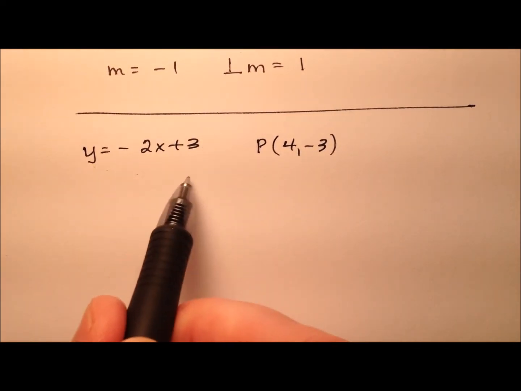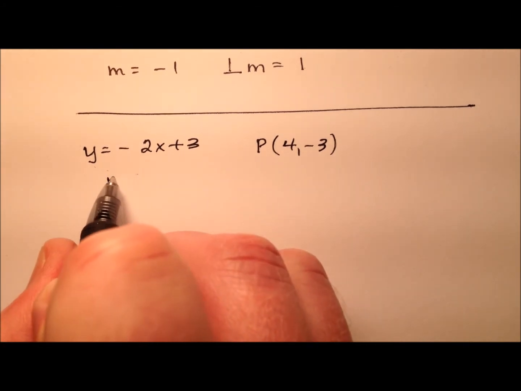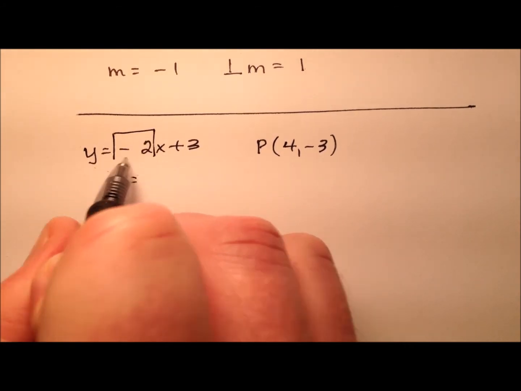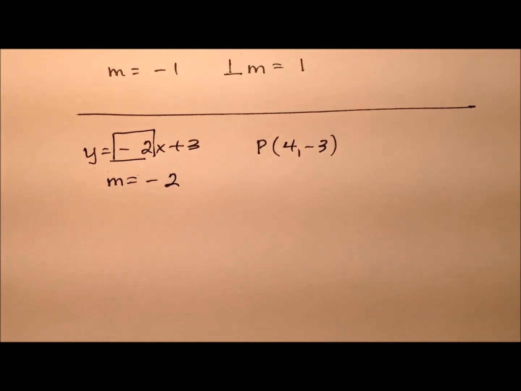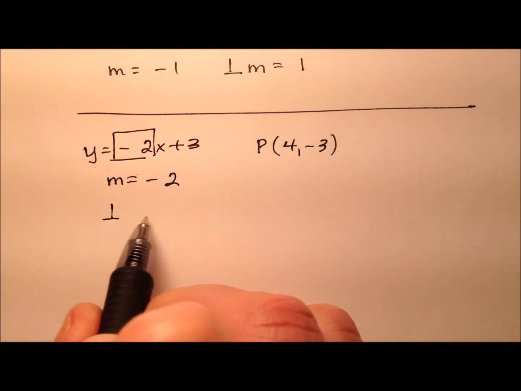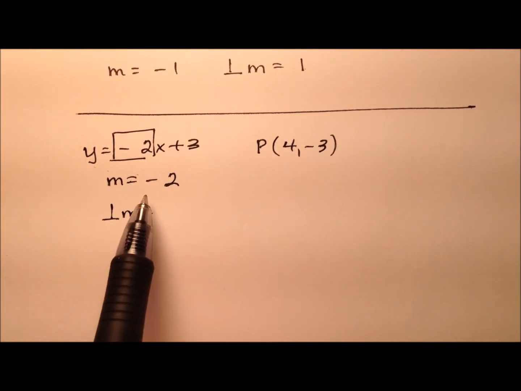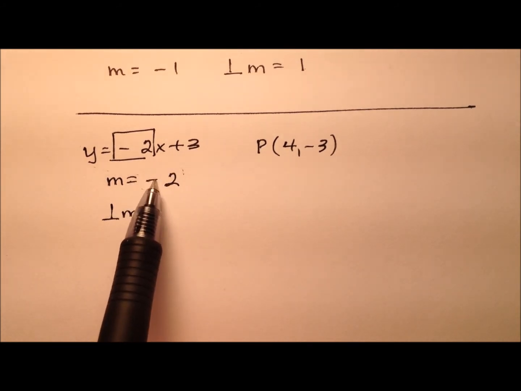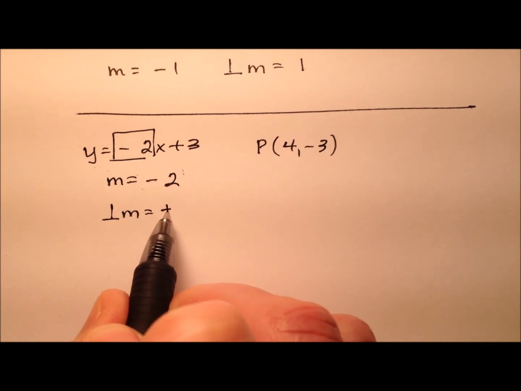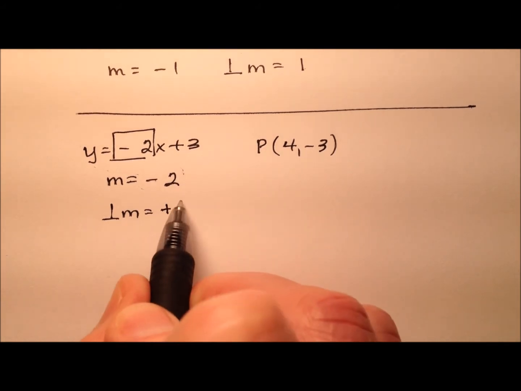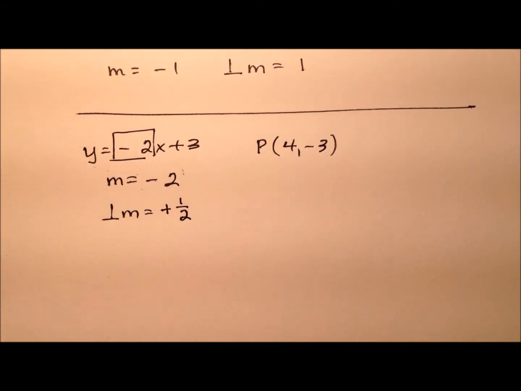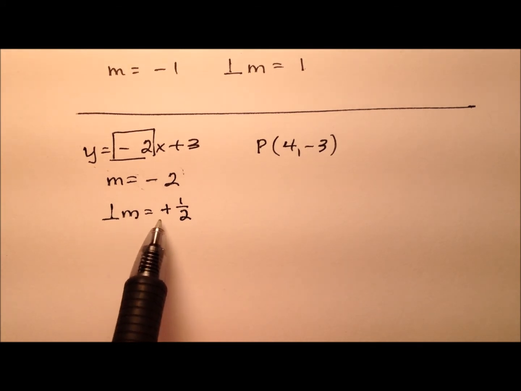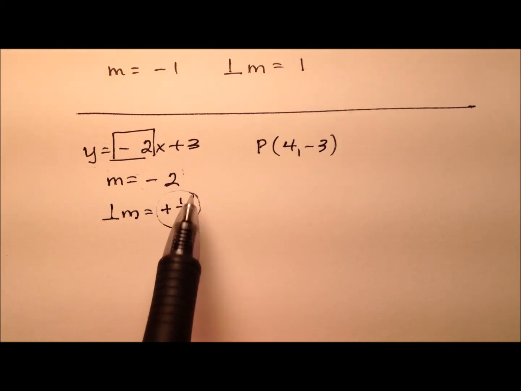Well, this line is in slope-intercept form, and it looks like its slope is this -2 right there. So what would the slope be of a line that's perpendicular? Well, again, opposite reciprocal. So we're going to change this sign from negative to positive, and the reciprocal of 2 is 1/2. So we're going to say the perpendicular slope is positive 1/2.